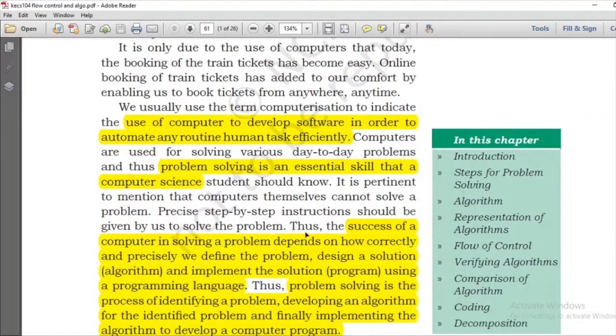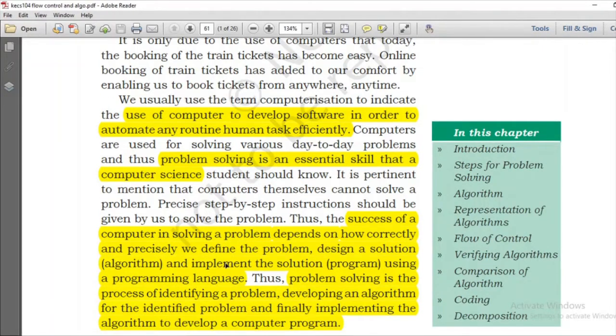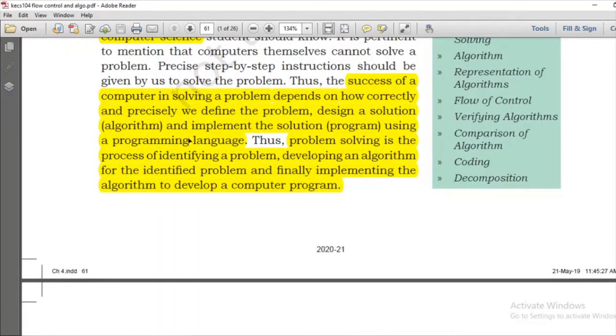A precise step-by-step instruction should be given to solve a problem. Now, if I have identified a problem, we need to go step by step to solve it. The success of a computer in solving a problem depends on how correctly and precisely we define the problem, design a solution, and implement the solution using a programming language. So how will a computer be successful?